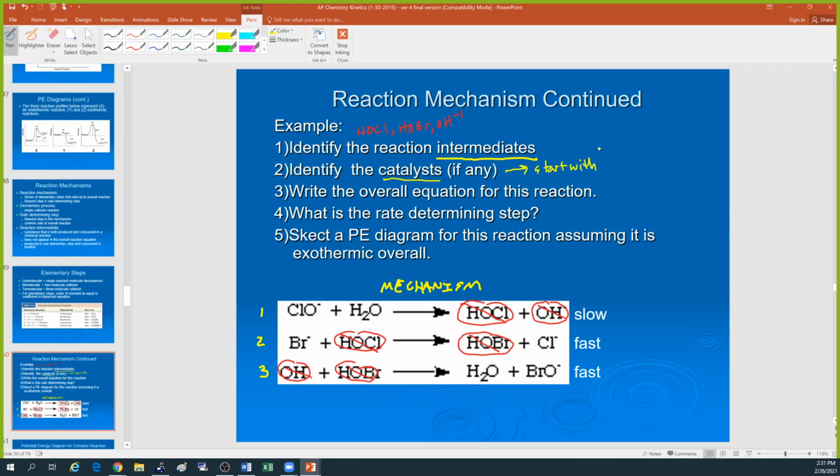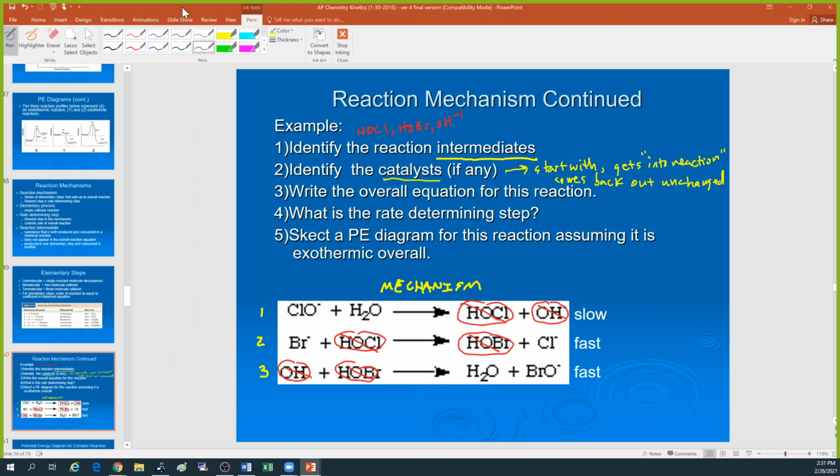And this type of catalyst, which is called a homogeneous catalyst, gets, I'll say, into the reaction, but then it comes back out unchanged. Meaning it might get changed during the course of the reaction, but it gets regenerated. So overall, it doesn't get used up.